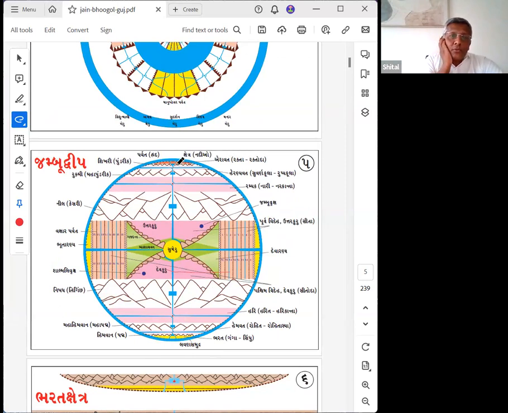Because there are 6 mountain ranges running in the middle, that causes there to be 7 pieces of land. So we have Airavat Kshetra at the top, then we have Bharat Kshetra where we live at the bottom here. It is also very interesting to learn what Bharat Kshetra looks like. So that's Bharat Kshetra here. We'll come back to that in a second, hopefully.